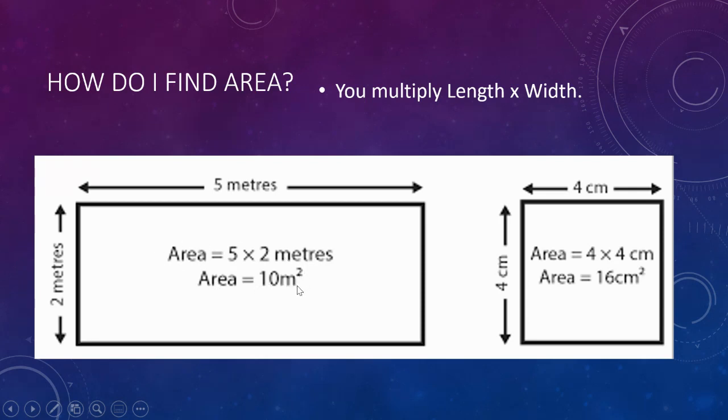Remember that it's squared for area because we are counting the inside as little tiny squares, right? So it would be 5 times 2 meters, and then area equals 10 meters squared. If you are looking at the square here, we have 4 centimeters and then 4 centimeters. So area would be 4 times 4 equals 16 centimeters squared. Just remember that for area, we multiply length times width.